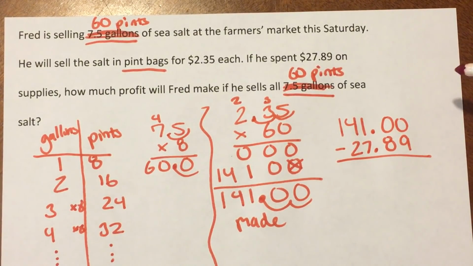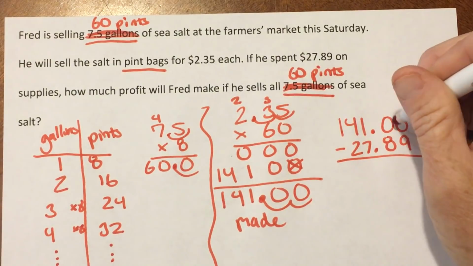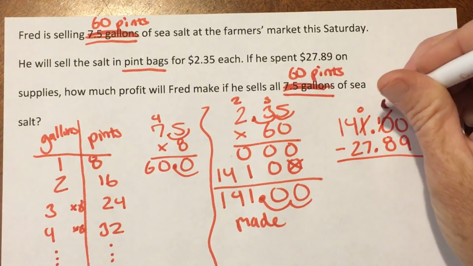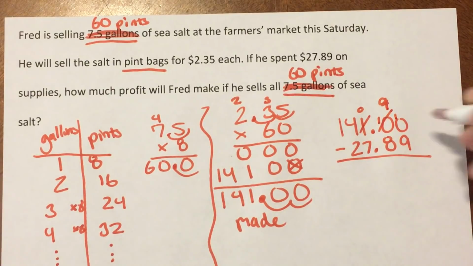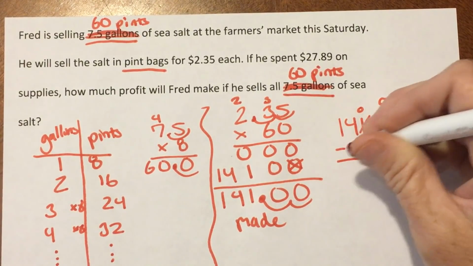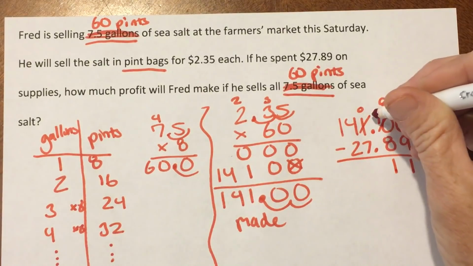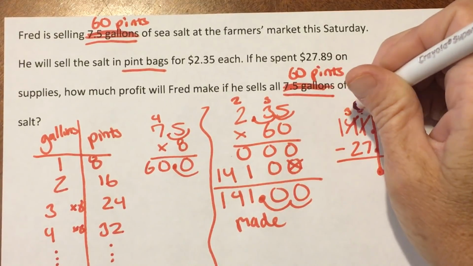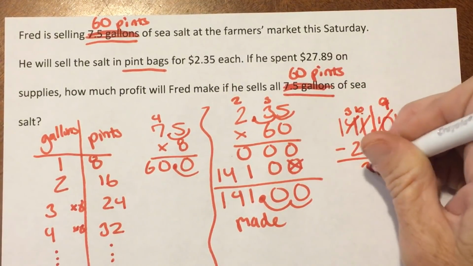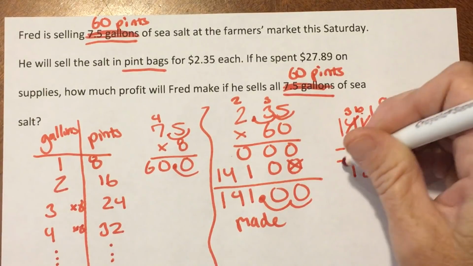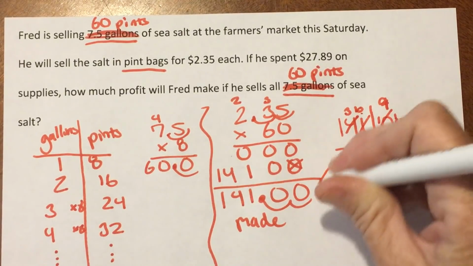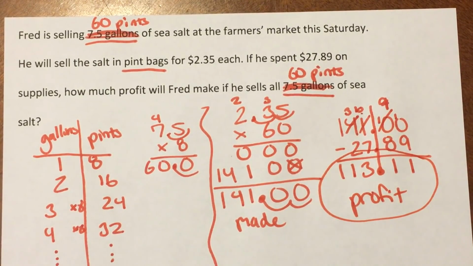So now let's subtract this. 0 I can't do, so I have to come all the way over here and borrow. That becomes a 10. Now I can borrow from it. It becomes a 9. So 10 take away 9 is 1. 9 take away 8 is 1. 0 take away 7 is impossible, so let's borrow. 10 take away 7 is 3. 3 take away 2 is 1. I am saying that his profit is $113.11.